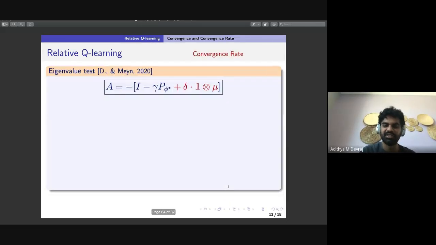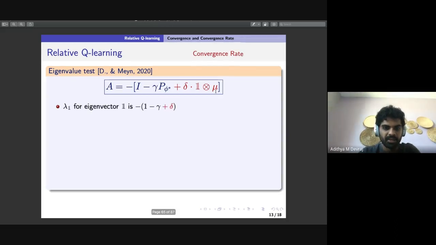Okay? But again, the focus is not on the convergence. So what we're really interested in is the convergence rate. So let's do the eigenvalue test for the relative Q-learning algorithm. So this is the linearization matrix for the relative Q-learning algorithm. So it's the same as that for the Q-learning algorithm, except there is a constant or a rank 1 matrix over here. So it turns out that the eigenvalue corresponding to the right eigenvector 1 is actually minus of 1 minus gamma plus delta. So you can see that by just multiplying the right-hand side by all ones, and using the fact that this P phi star is a stochastic matrix.